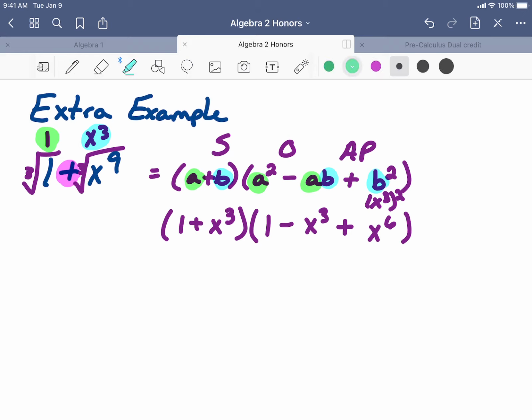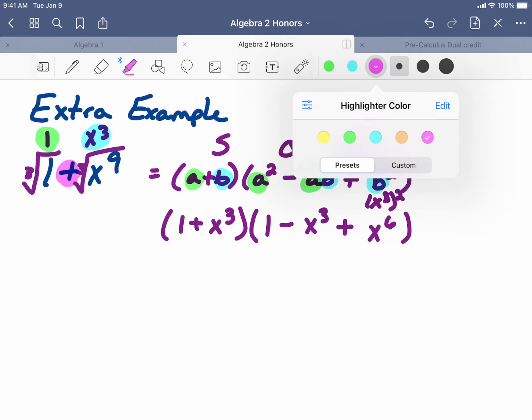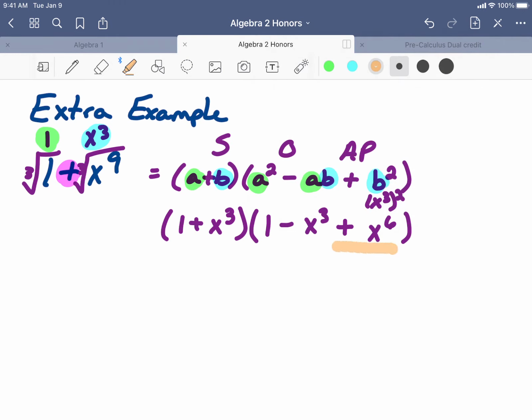Now remember, I told you whenever we were doing these problems, this right here ends up being prime. Let me change my color here. We can't do anything to this. It's impossible. But this one over here, I can factor that some more. If you look at this, I have a 1 plus an x cubed. Can I do the sum of cubes again? I can, so I'm going to. So I'm going to say, okay, I'm not done with this one. I'm going to go ahead and break this one apart.